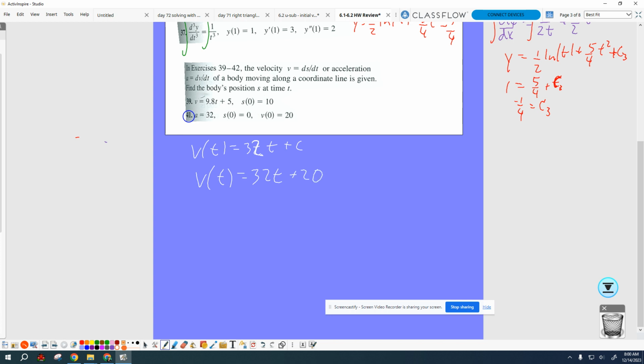The initial velocity was 20. Integral of velocity is position. And our initial position was 0, so plugging in 0 for t and 0 for the position, we get that.